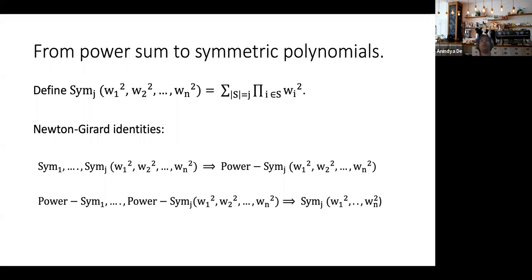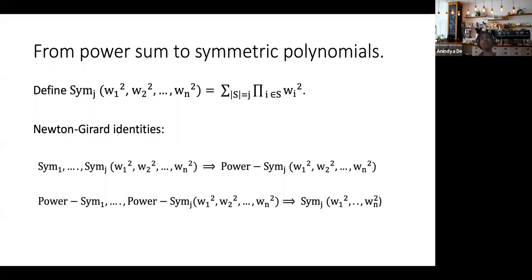So what is the elementary symmetric polynomial in w1 squared to wn squared? The jth one: go over all subsets of size j of 1 to n, and for each of them, multiply wi squared for i belonging to S, and sum over all the sets. That's the jth elementary symmetric polynomial. For example, the second elementary symmetric polynomial is w1 squared w2 squared plus w1 squared w3 squared and so on.